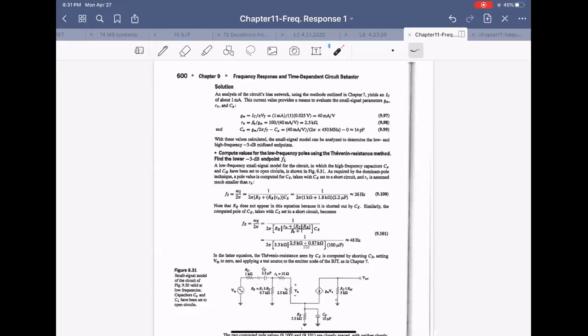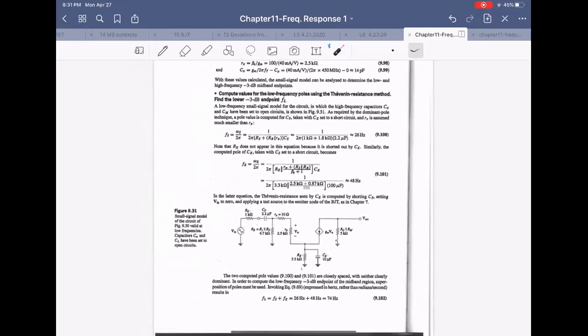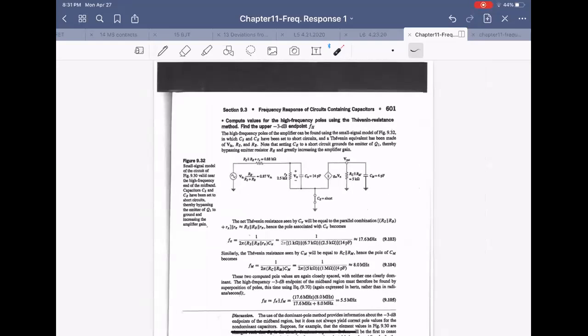And in the high frequency case, FL is the sum of these two, FL1 and FL2, added, 74 hertz. In the high frequency case, we have to put C pi, base to emitter C pi. You calculated C pi already. And also we have to consider whether it is series or parallel. What is parallel with C pi? This guy, and this one is parallel, right? So r pi and this in parallel, okay? And we'll have 17.6 megahertz.